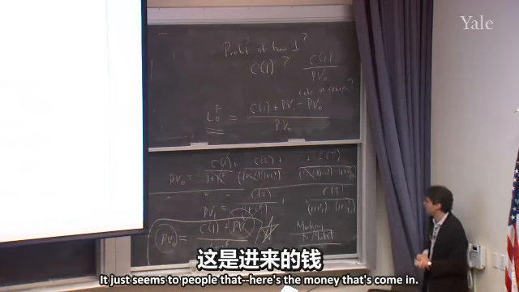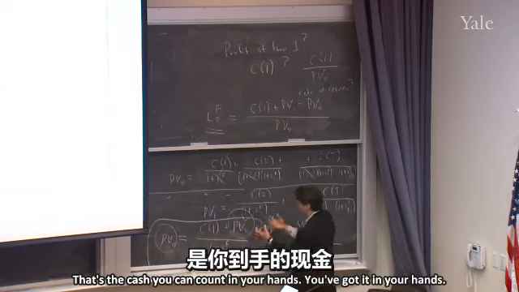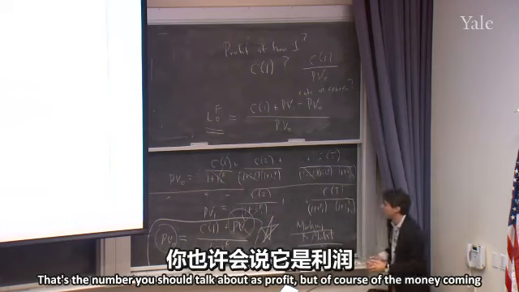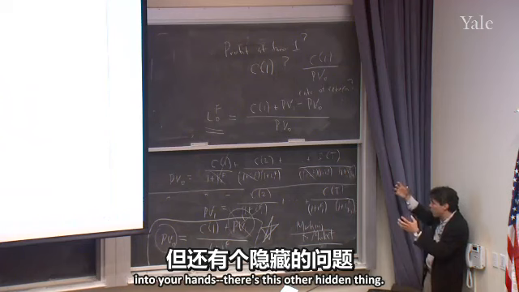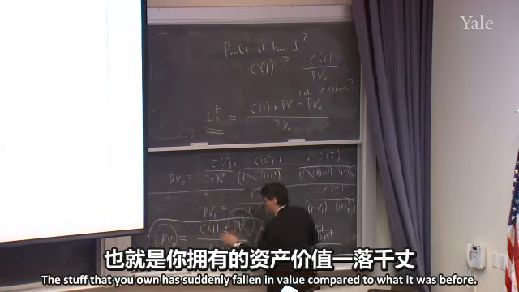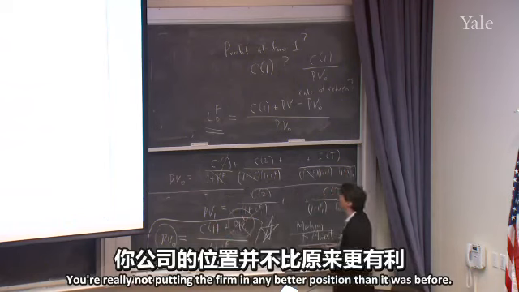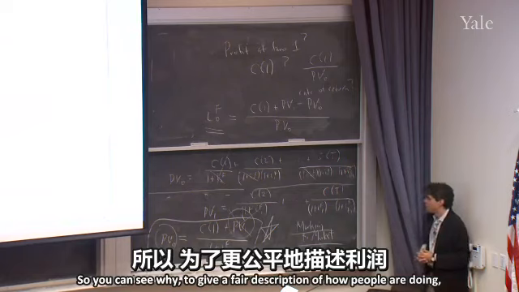It just seems to people that here's the money that's come in. That's the cash. You can count it in your hands. You've got it in your hands. That's the number you should talk about as profit. But of course, there's this other hidden thing: the stuff that you own has suddenly fallen in value compared to what it was before. You're really not putting the firm in any better position than it was before. You just earned your normal rate of return.